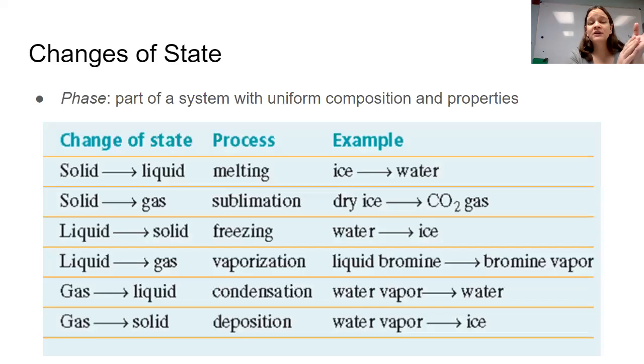So changes of state. You should be familiar with most of the things in this chart. We talk about the state of matter. What we're really talking about there is the phase. Phase can be another word for a state. A phase is any part of a system with uniform composition and properties. So if you have ice water, you would have 2 phases there: the liquid portion of your water and then the solid portion.